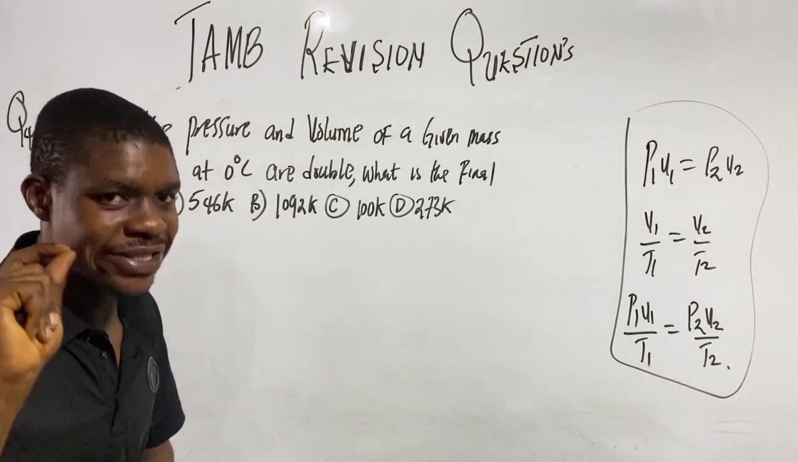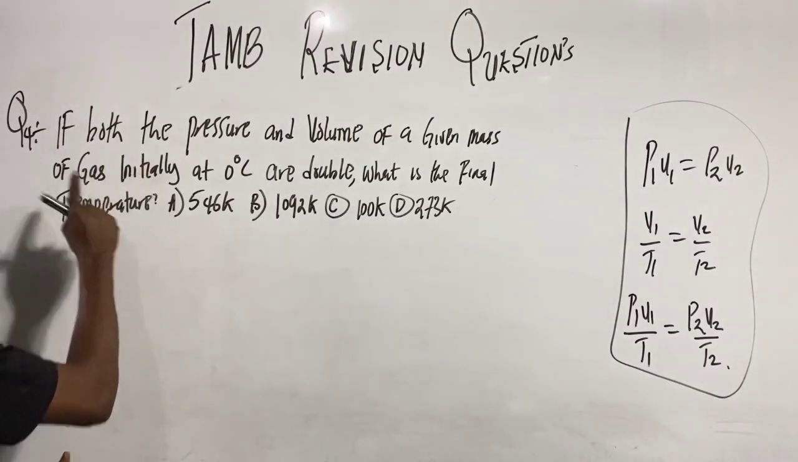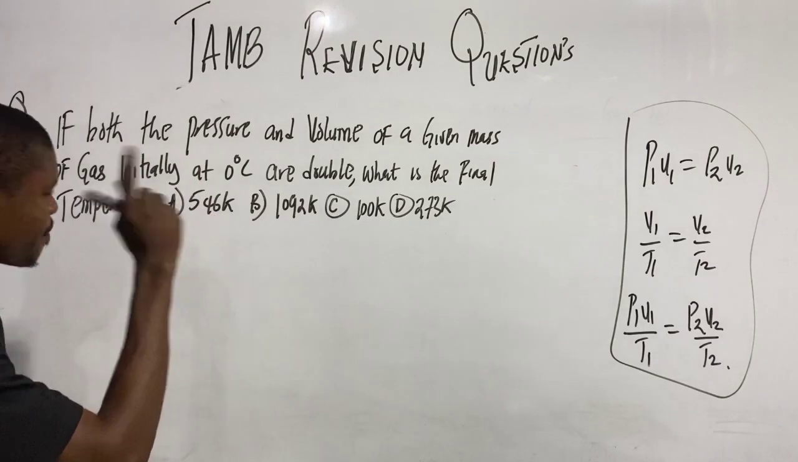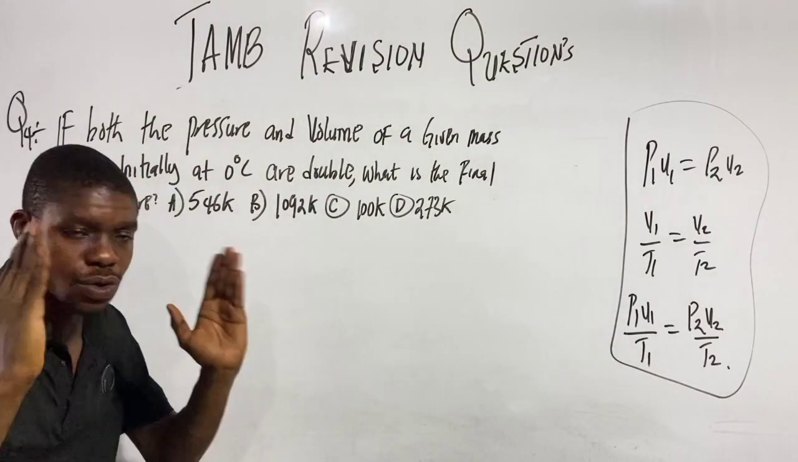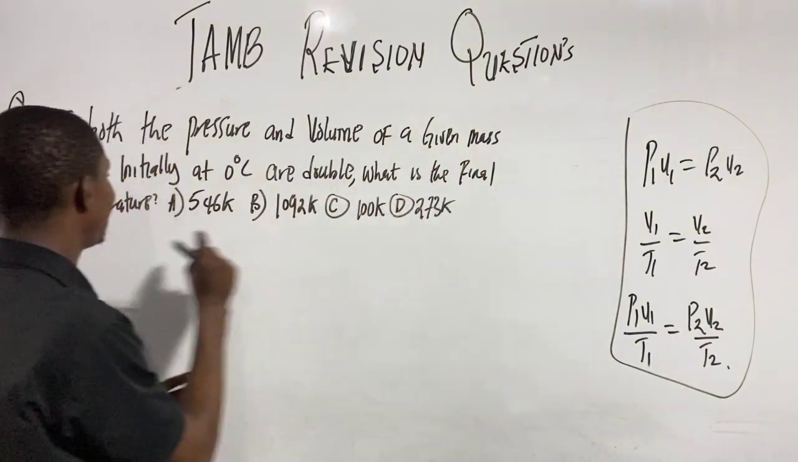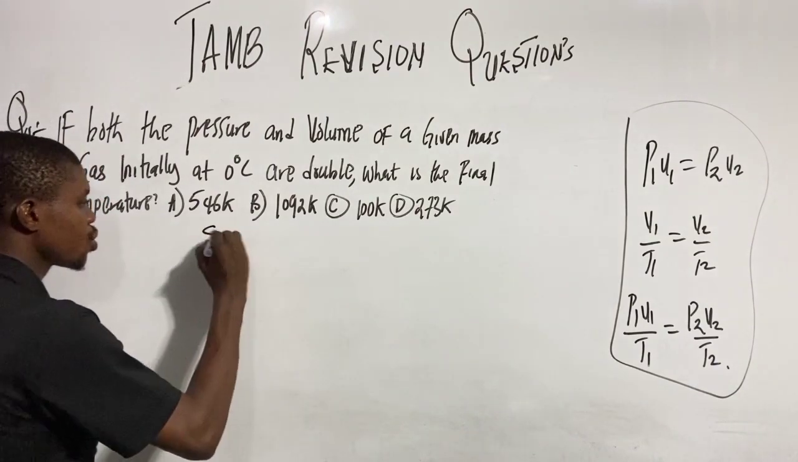This one is an interesting question, so you want to pay close attention. If both the pressure and volume of a given mass of gas initially are doubled, what is the final temperature? Please follow me closely. Solution.